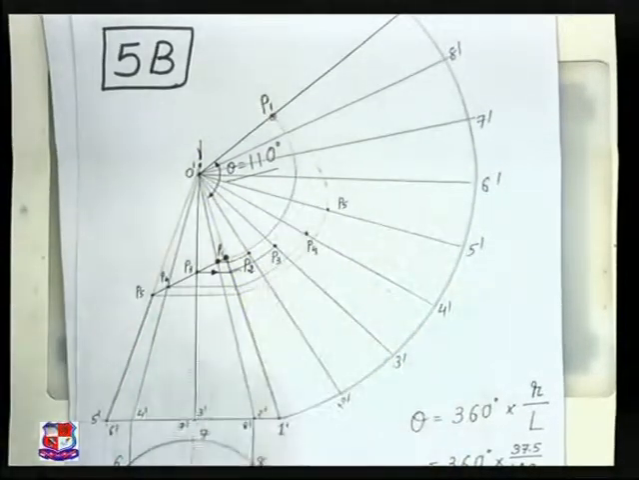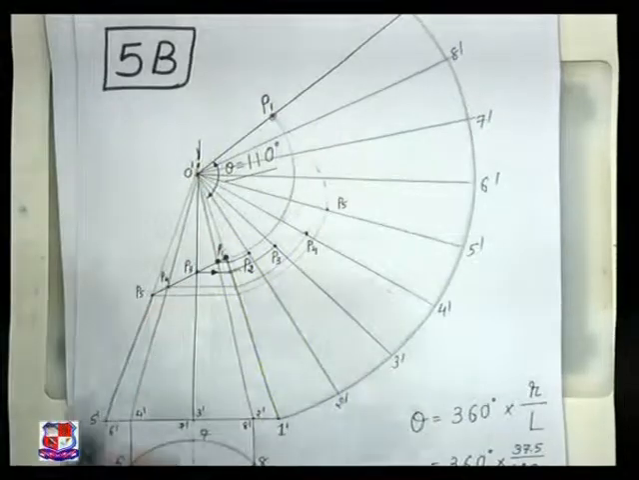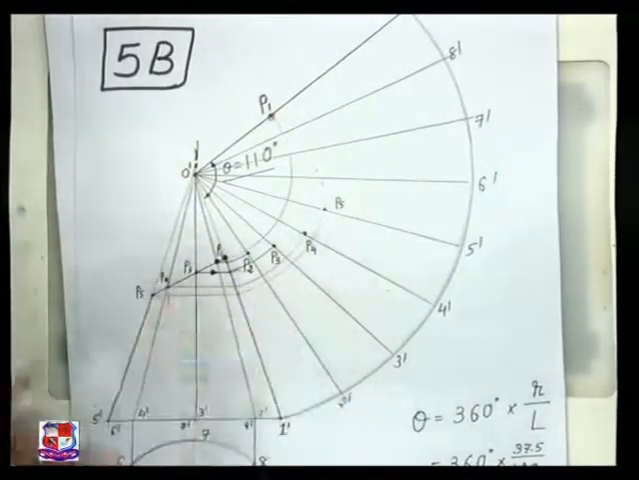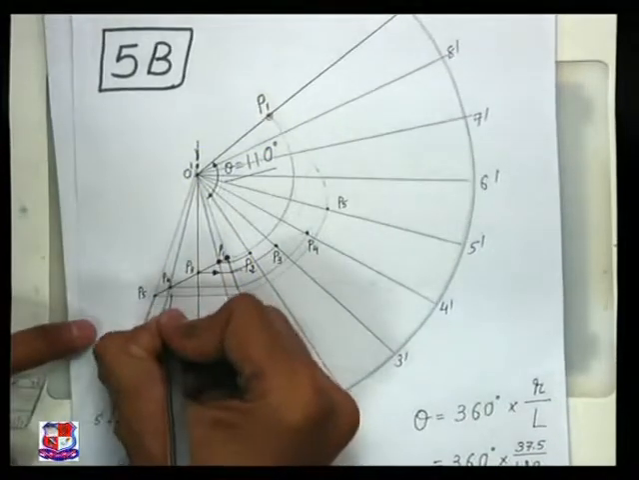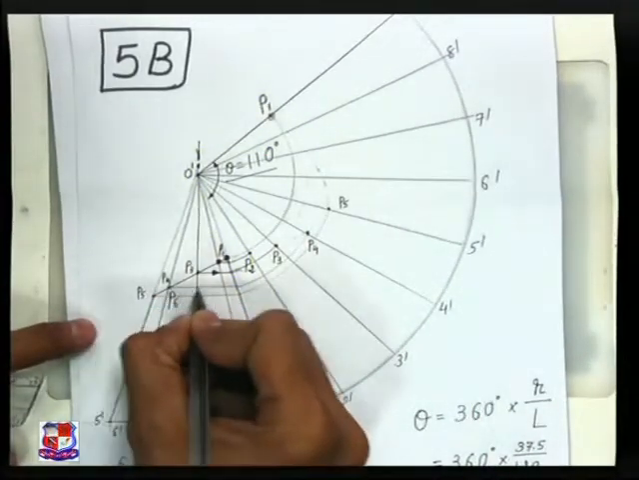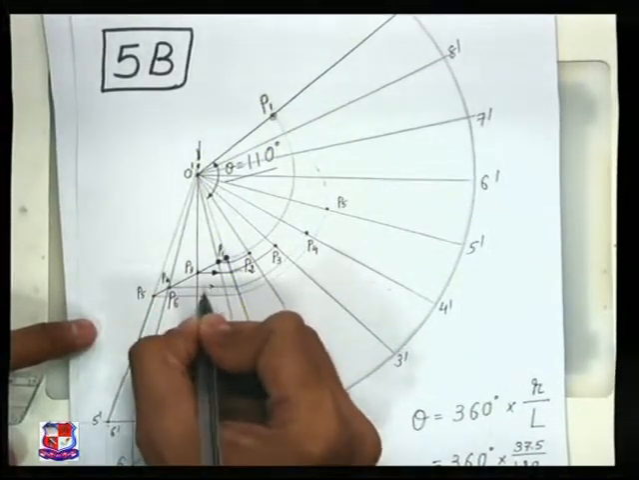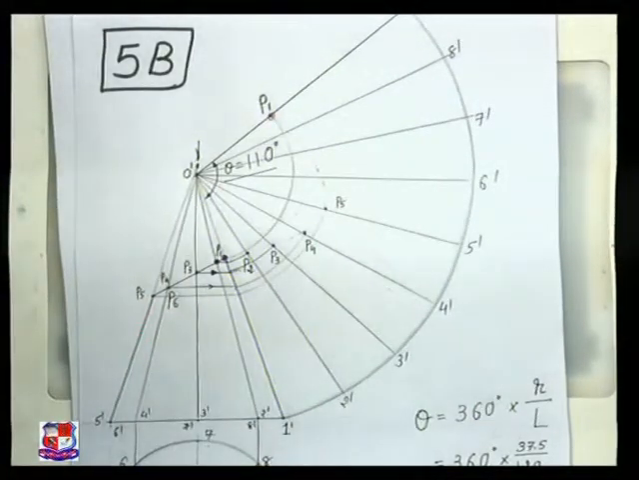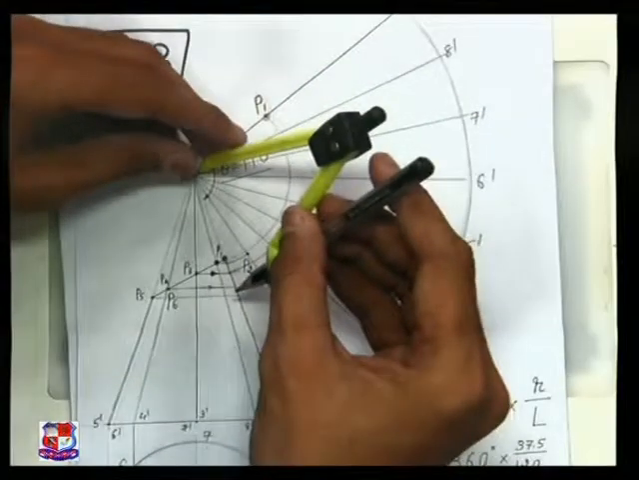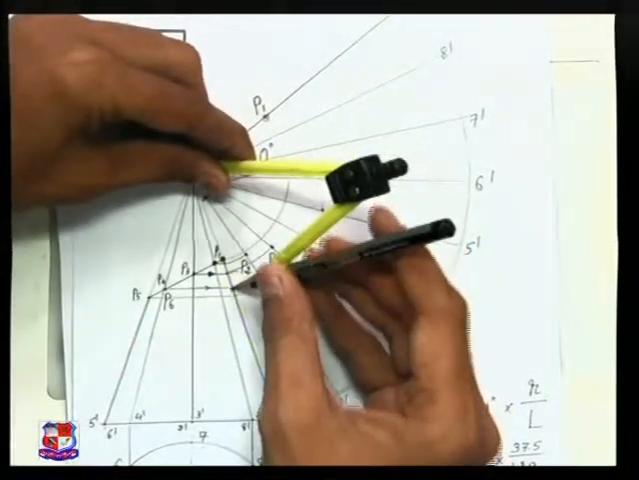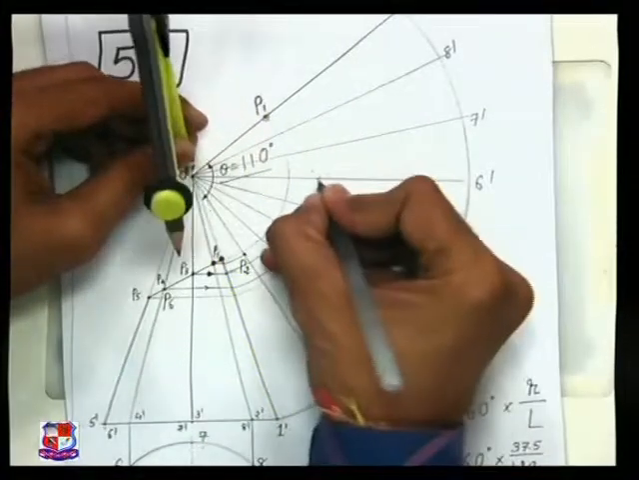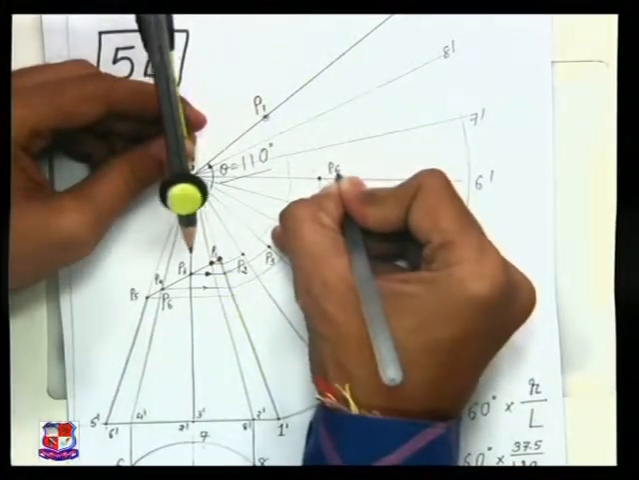Similarly P6, where would be P6? Here O dash 6 dash is here, so P6 would be here. Here is the point P6. So from here draw a horizontal line, it will be on this line also, and draw an arc taking O dash as a center, O dash to this point as a radius, that will cut at this point. So here is the point P6.